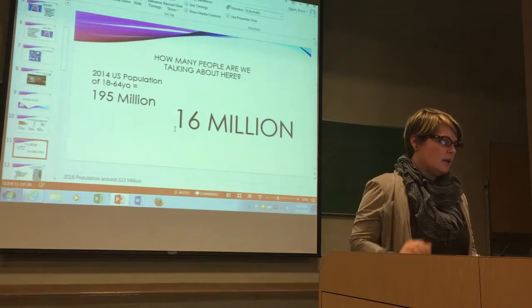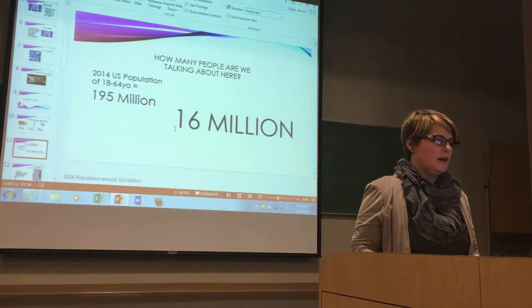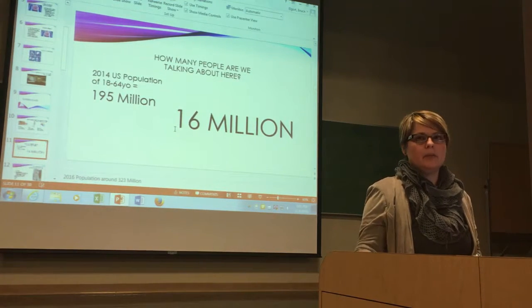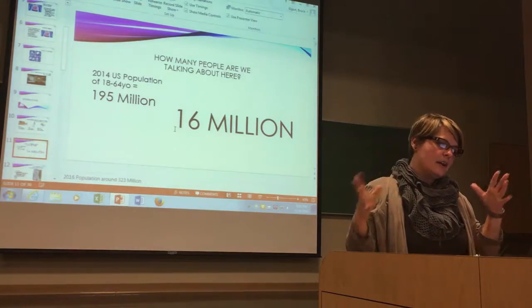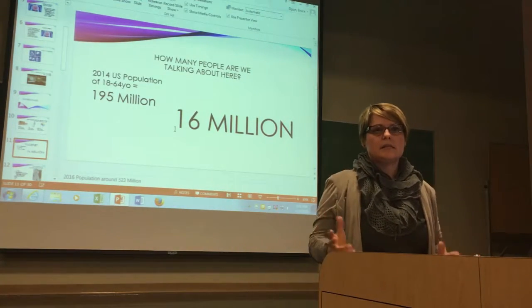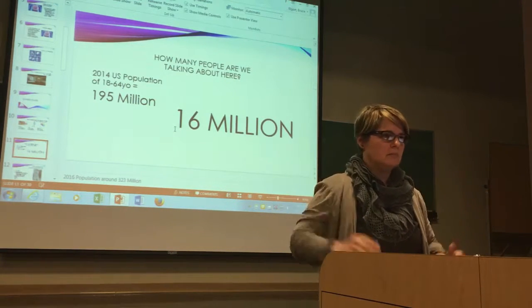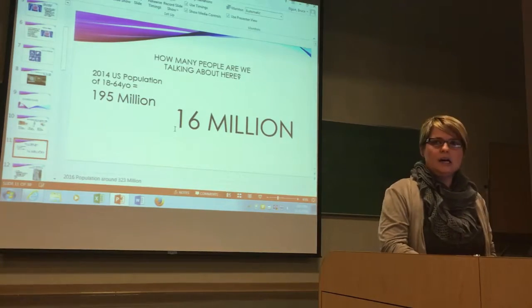And breaking that down a little bit better, how many people are we talking about here? So in the year 2014, in that age range, 18 to 64 years old, there were 195 million people total. So if you're just going with that 8% kind of number, then you're looking at about 16 million people. It's a lot of people. Could change an election result with that number of people, right? It's a lot of people.